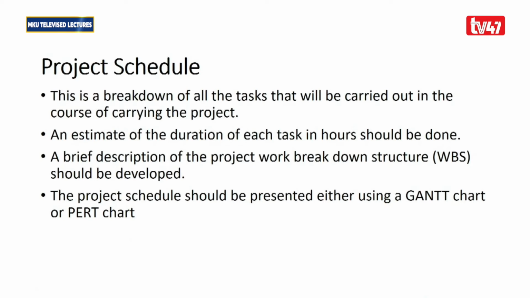So this is a breakdown of all the tasks that will be carried out in the course of carrying out the project. Then an estimate of the duration of each of the tasks in hours should be done. Now, a brief description of the project work breakdown structure should be developed. You need to develop a breakdown of all the tasks that should be carried out in that project, and then the project schedule should be represented either using a Gantt chart or a PERT chart analysis. In most cases, you will be required to have a Gantt chart, which is basically a list of the activities that should be carried out against time, represented in a nice Gantt chart, where we have different tools you can use to develop it.